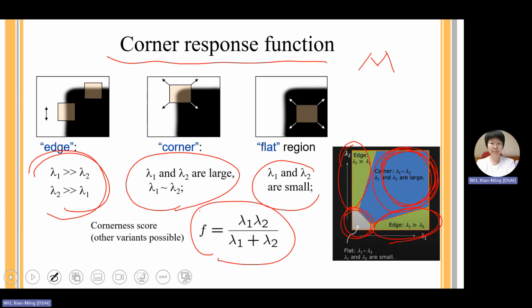Well, think about this value f. Let's see if f is reasonable. Why is f reasonable? Because f will be large when both lambda 1 and lambda 2 are large. We can see this by, for example, dividing it. This term is equivalent to what?